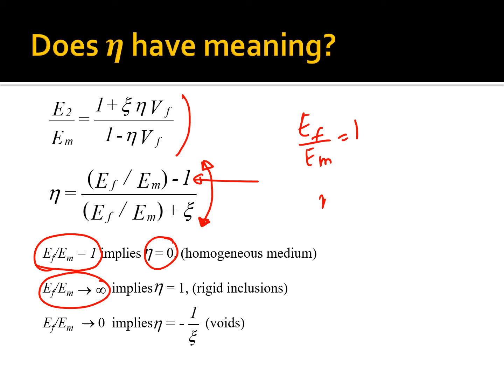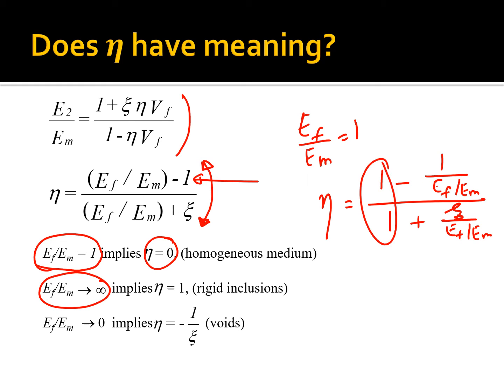How do you get that? Neta approaching 1 is because if you divide by EF by EM on both sides, you get 1 minus 1 divided by EF by EM, divided by 1 plus xi divided by EF by EM, and when EF by EM approaches infinity, you will get simply 1 as the limiting value. And what does that mean? That means that you have rigid inclusions.